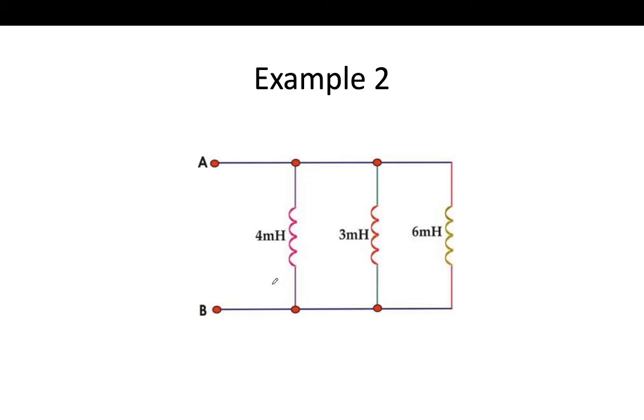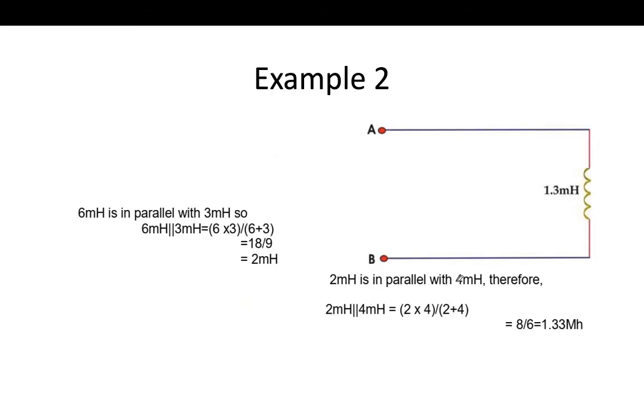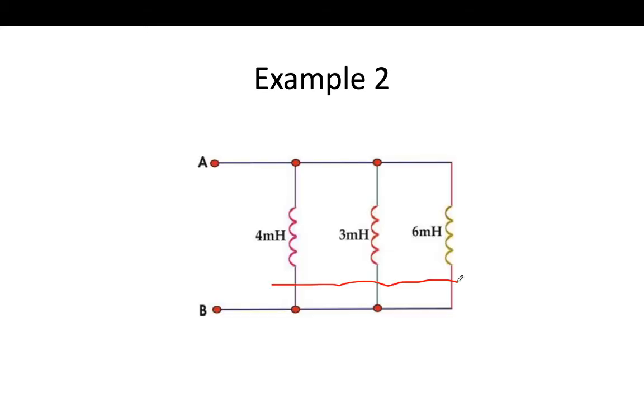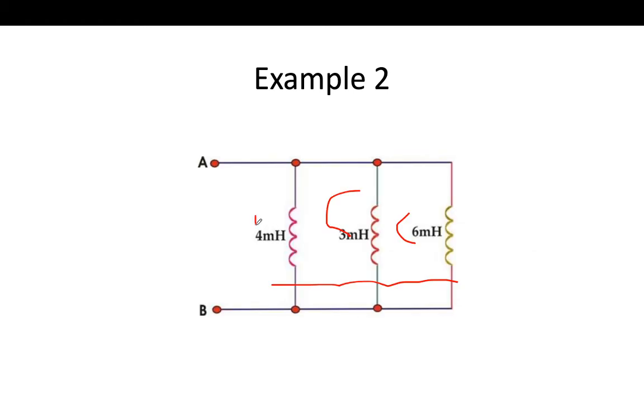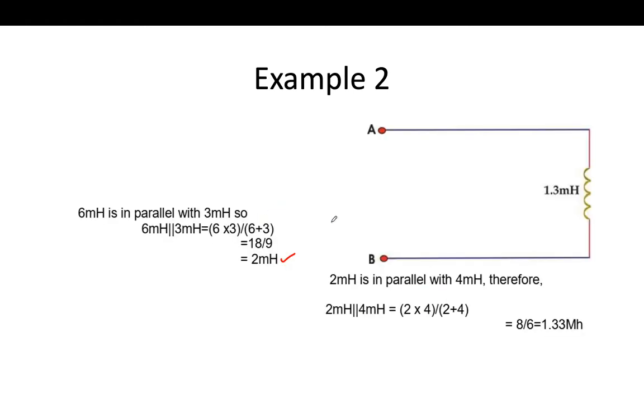In example 2, now we have 3 inductors, and all 3 are connected in parallel to each other. We will start one by one. First we take these two inductors, 6 and 3, and compute 6 times 3 divided by 6 plus 3. So the combined effect will be 2, and now this 2 will be solved with the 4 value. So 2 times 4 divided by 2 plus 4, and the combined effect of all these inductors is 1.33.